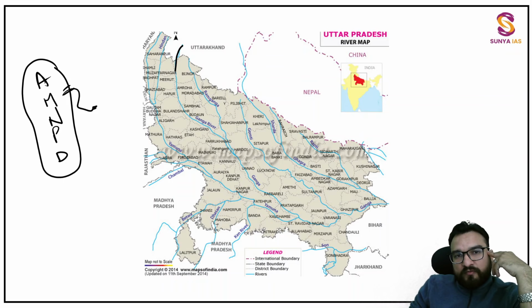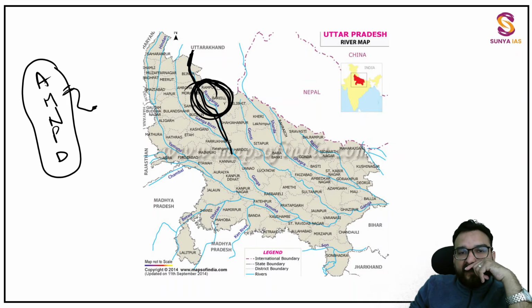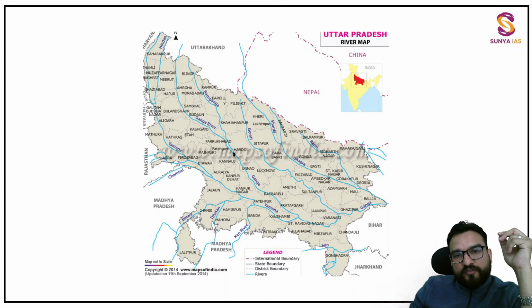From Uttarakhand only you will be finding one major tributary coming over here, and this tributary is this over here, that is the Ram Ganga, guys. A very important Ram Ganga flowing out of Uttarakhand only. This Ram Ganga will be coming over here and joining somewhere near Hardoi. In Hardoi district you are going to find. Okay, so this is the Ram Ganga over here which you have to remember.